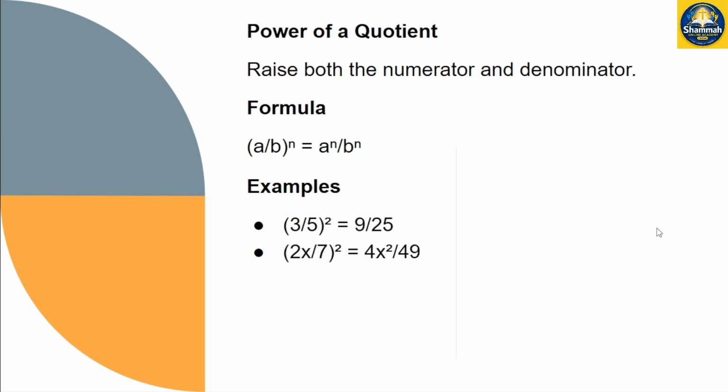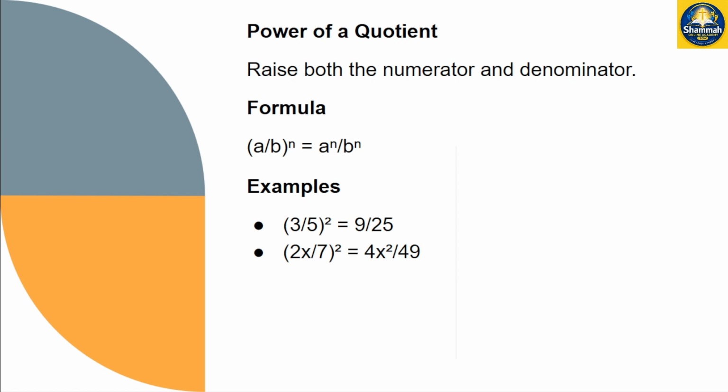Now on to our next rule, which is the power of a quotient. How do we deal with this kind of question? What does this law of indices want us to do? We simply raise both the numerator and the denominator to the given power. For example, we have (a over b) in brackets raised to power n. Our answer will be a raised to power n over b raised to power n.